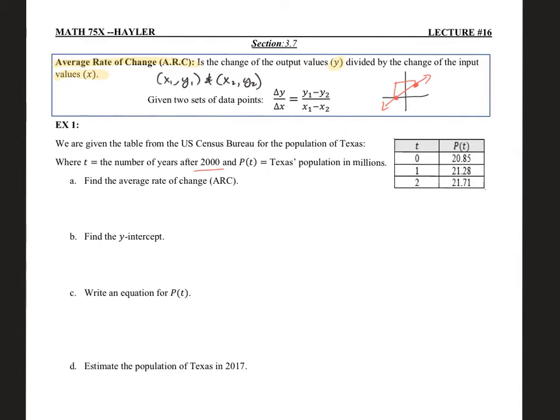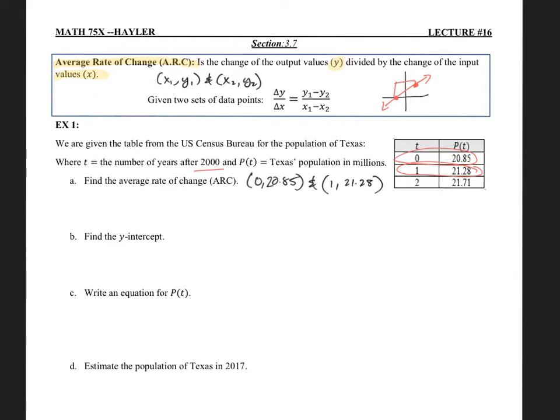Okay, so finding the average rate of change, what we're going to do is take one point and another point, so make this point my x sub 1, y sub 1, and this point my x sub 2, y sub 2, and then use our formula here to find the average rate of change. So let's go ahead and do that. I'll rewrite the points and label them better. So I'm going to use the points 0, 20.85, and 1, 21.28.